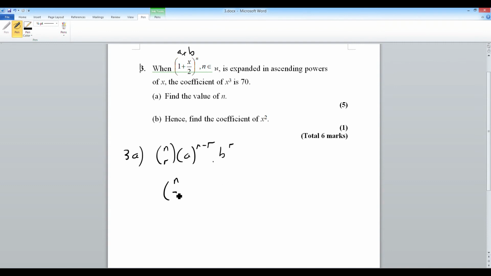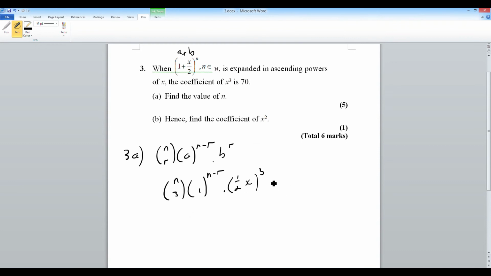So I'm going to say here 3, then in the place of a I have 1 raised to the power of n minus r, which doesn't really matter because it is 1. 1 raised to the power of anything will stay itself. Multiplied with b, in this case a half x, raised to the power of r, which is 3. And they tell me that the coefficient of this is going to be equal to 70.